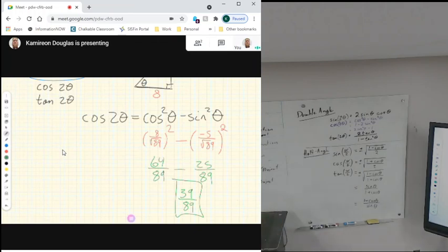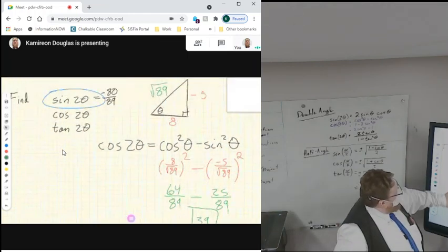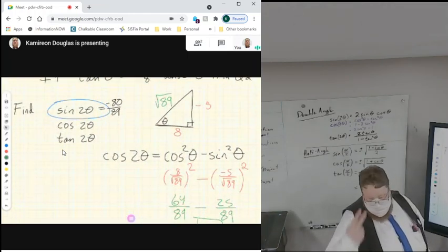I thought we were just looking for sine. No, we did cosine, now we're doing tangent.